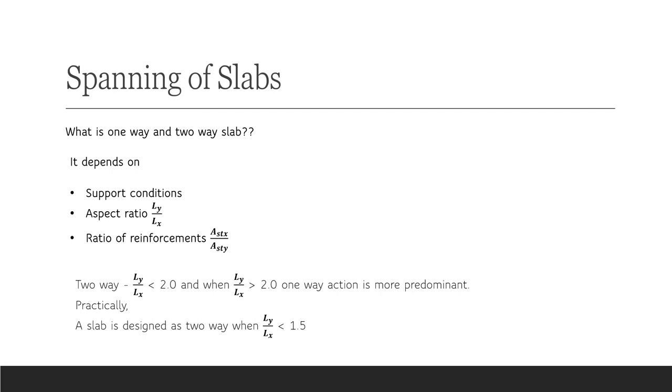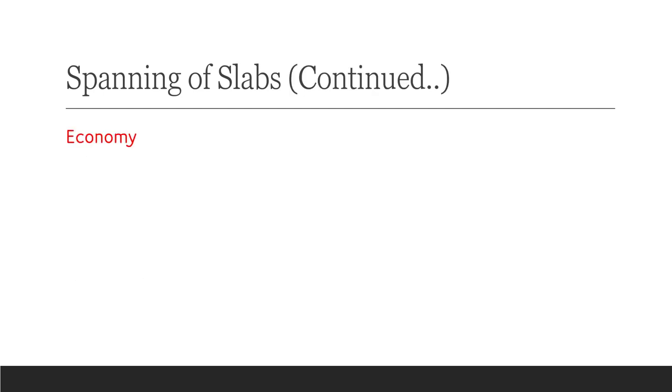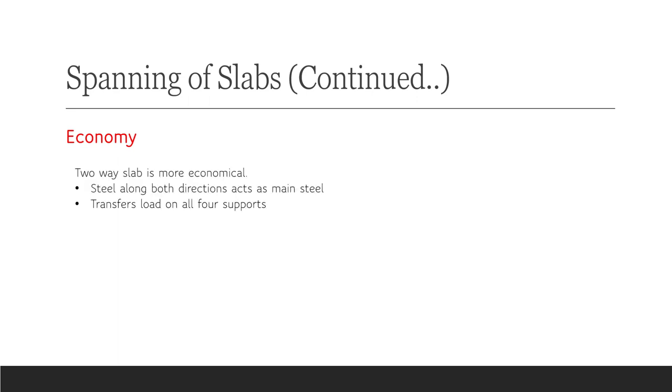When aspect ratio is greater than 2, it is designed as one-way slab, because in that case, one-way action is predominant. However, in practice, the slab is designed as two-way only when the aspect ratio is less than 1.5. If we see the economy aspect, then the two-way slab is found to be more economical than one-way slab. This is because in two-way slab, steel along both the directions acts as main steel, and it effectively transfers the load to all the four supports.